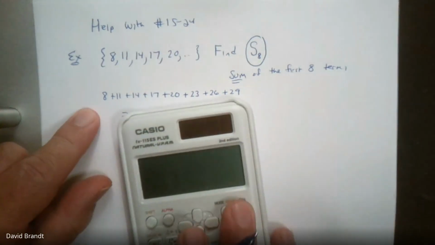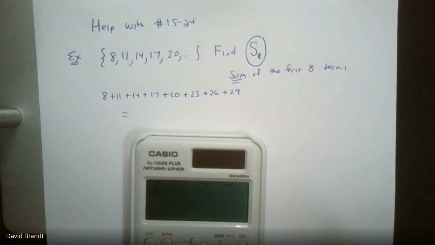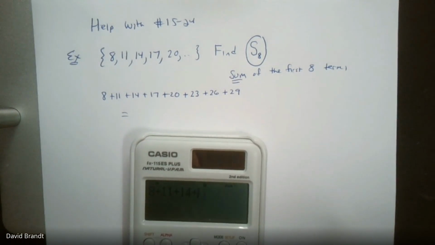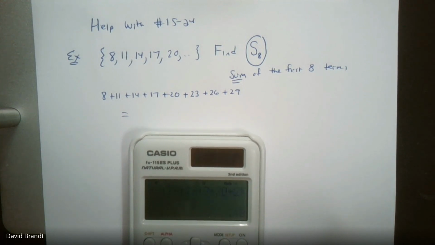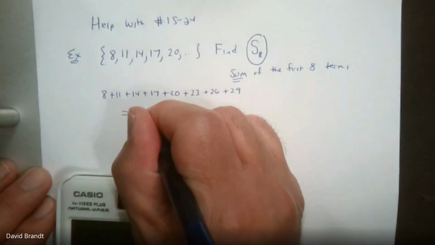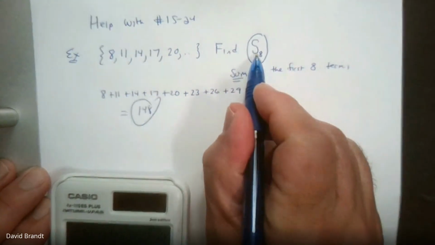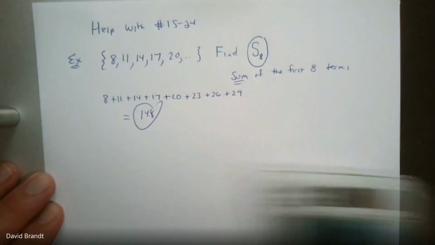I can't do that in my head. Let's see. 8 plus 11 plus 14 plus 17 plus 20 plus 23 plus 26 plus 29. That's 148. Okay, so that's all that means. S8 means find the sum of the first 8 terms.